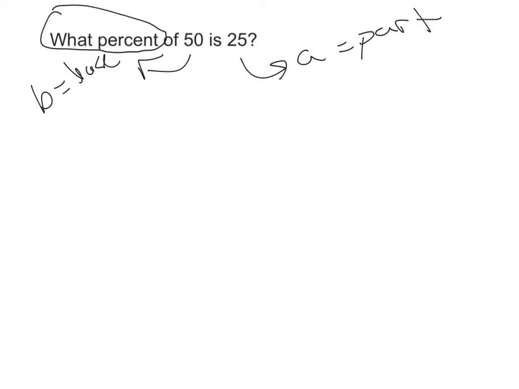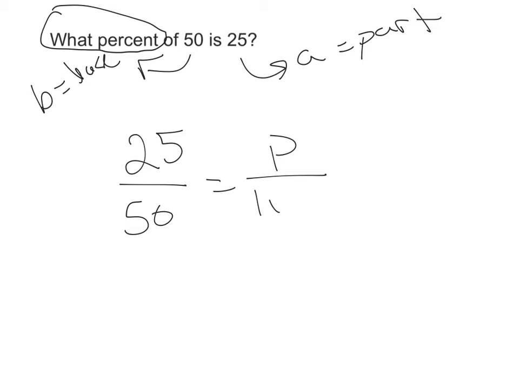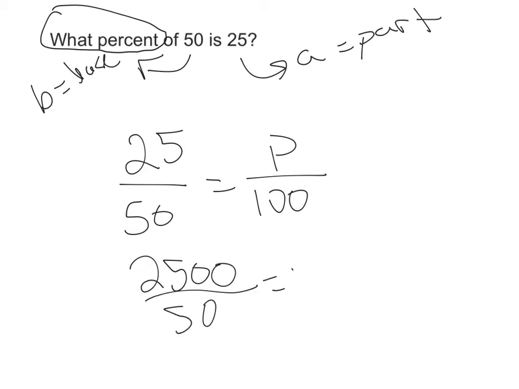So if we have 25 over 50, we don't know P, but we do know it's always out of 100. That's how we would set up our proportion. And then we could use a cross product, or however you want to solve it, figuring 2,500 divided by 50, therefore, equals P, and P equals 50. Therefore, 25 is 50% of 50.